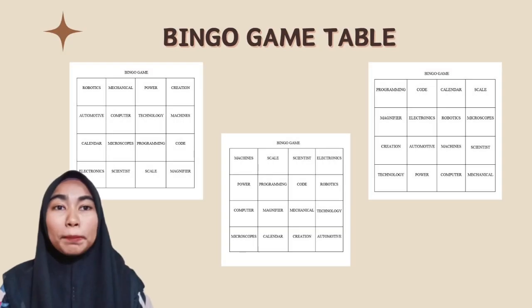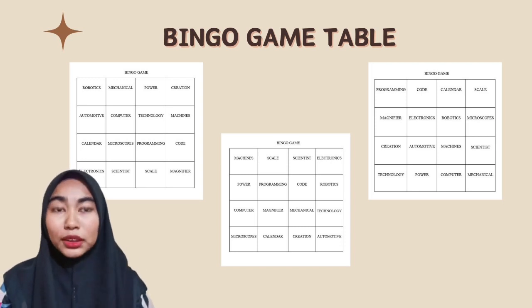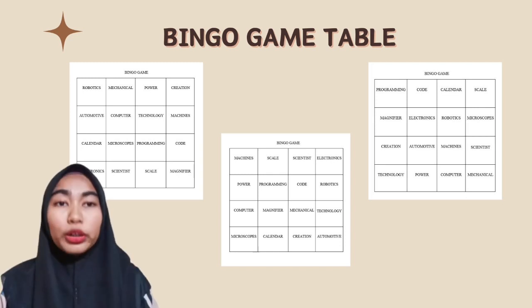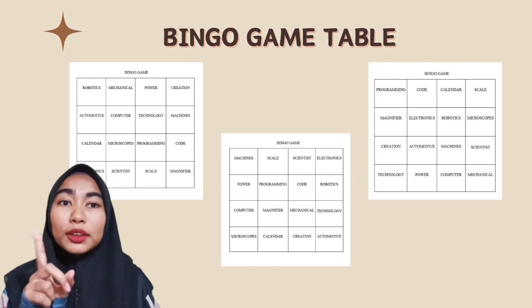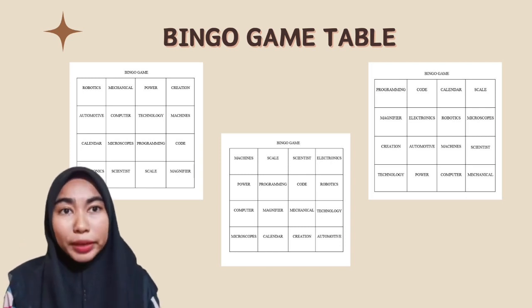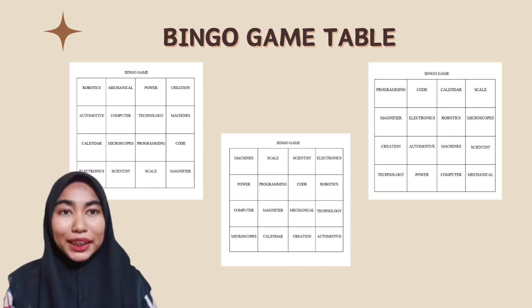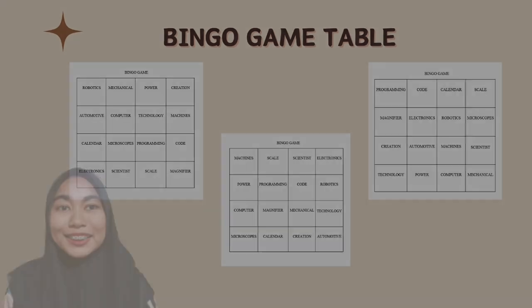This is an example of the bingo game table. We have made 3 bingo tables with different arrangements of the words. For example, for the first pair, the word robotics may be in the first row, and for the second pair, the word robotics may be in the 4th row.